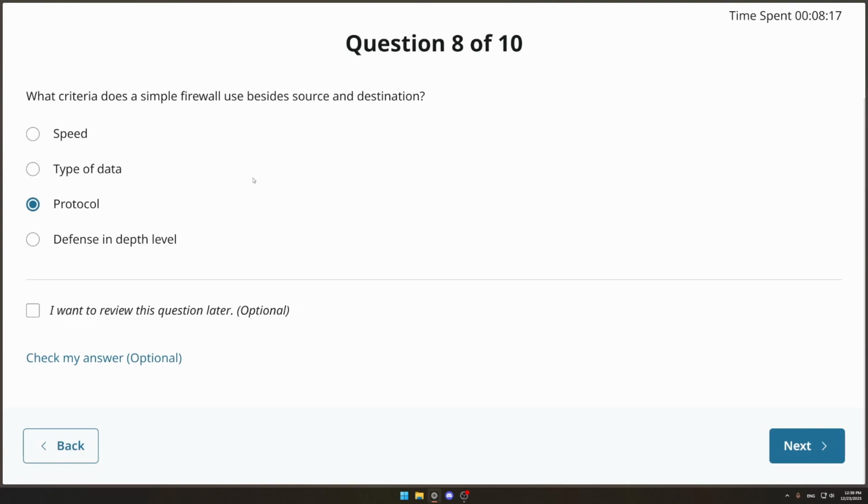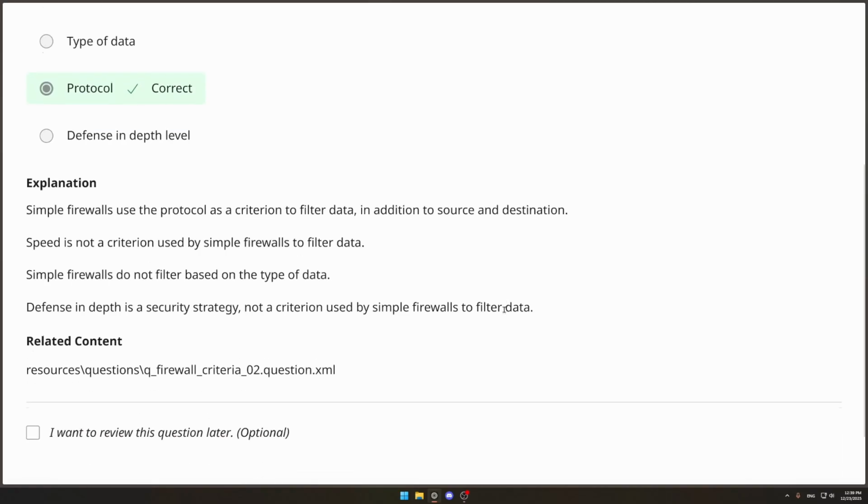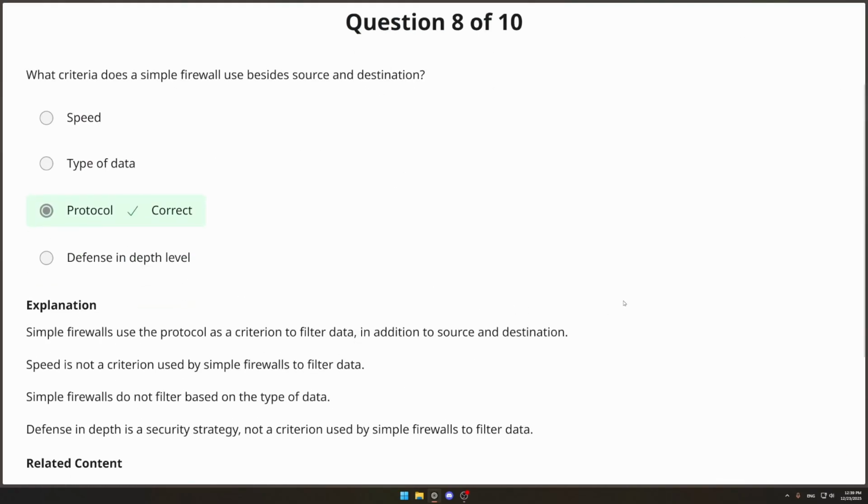Let's say protocol. Yes. Remember, protocols are basically what language are we choosing to speak to each other. And if we agree to speak to each other in English and you start talking to me in Russian, I am just going to honestly ignore what you say.